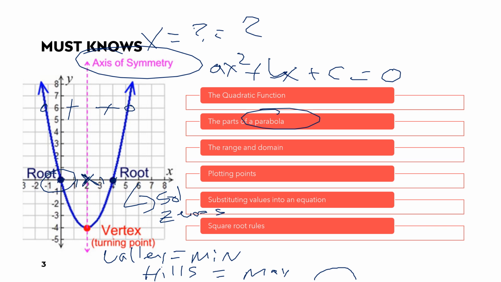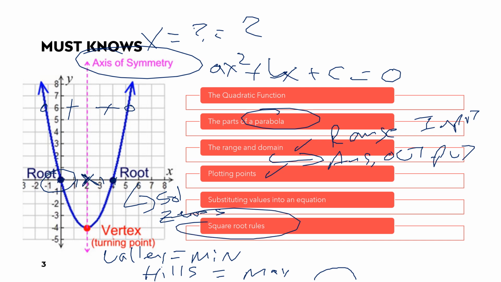You're going to need to know how to plot points. You're going to need to know the range and domain. Once again, the range, that's our input. It's the number we put into a math problem, a formula, an equation. And your domain is your answer. Of course, we like to call that output. And you need to know square roots. So in just a second, I'll show you square roots as they apply to the quadratic formula.